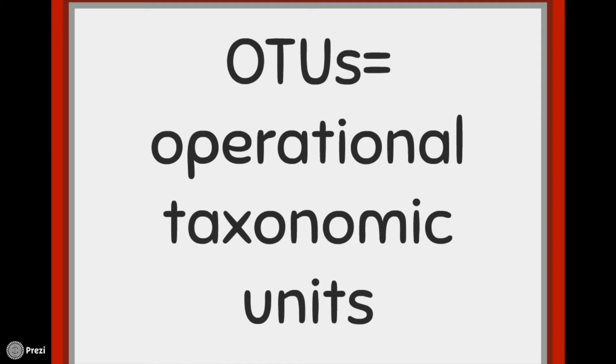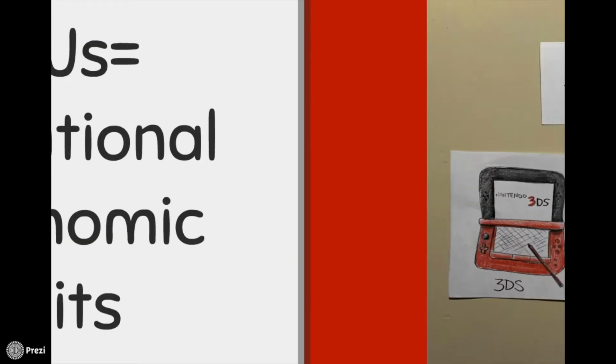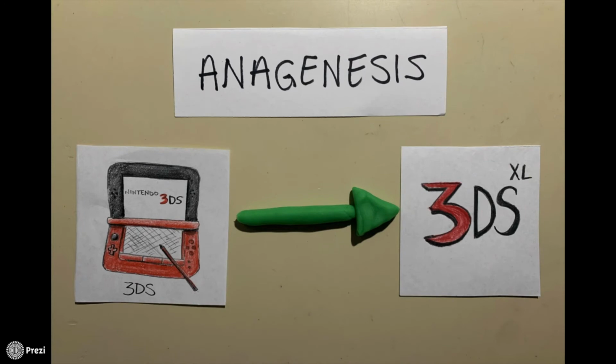When looking at a phylogenetic tree, there are two types of evolution that can occur: anagenesis or cladogenesis. Anagenesis is considered linear evolution. In anagenesis, a slow accumulation of adaptations in the OTU causes a new OTU to be produced. For example, with the Nintendo 3DS, manufacturing changes in its appearance caused the development of the 3DS XL. Cladogenesis is the branching off of one OTU into two new OTUs.